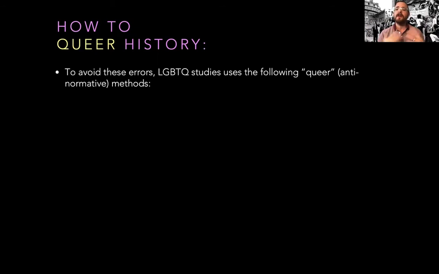So how do we queer history? How do we mix it up, deconstruct it? To queer something is to draw out its non-normative qualities or potentials. Well, we want to avoid those two errors and we want to replace them with methods, right? So in LGBTQ studies, when we're investigating history, we use queer or anti-normative methods that help us get around those errors.